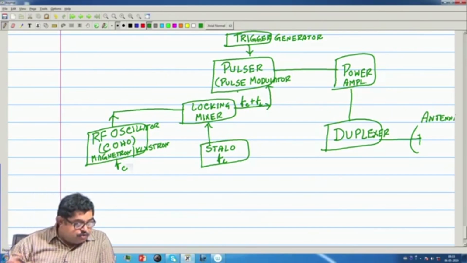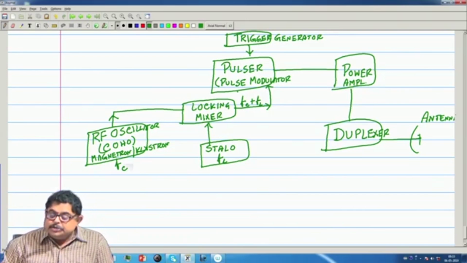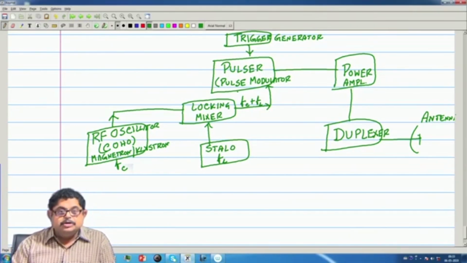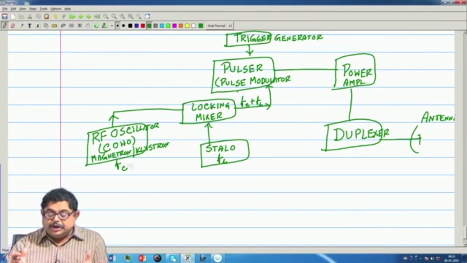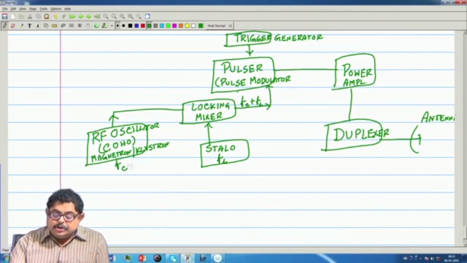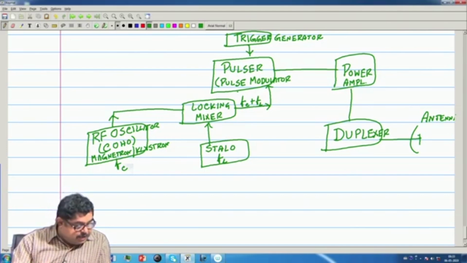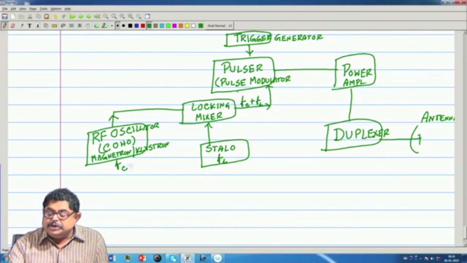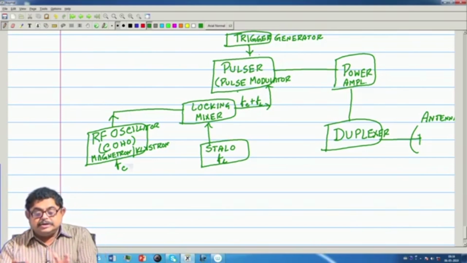Okay. So, this is the transmitter part. Now, what is the job of this STALO? You see that this RF oscillator may not be so stable, but this STALO is giving it to the mixer, which makes it stable. Now this FC plus FL, which is given at every pulse, is coherent with the transmitted pulse.